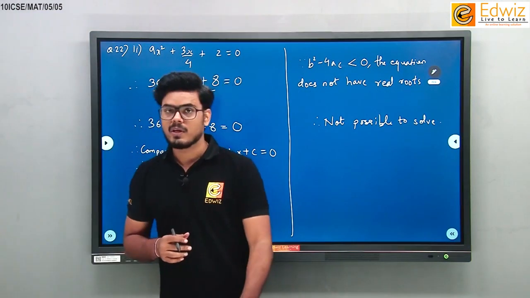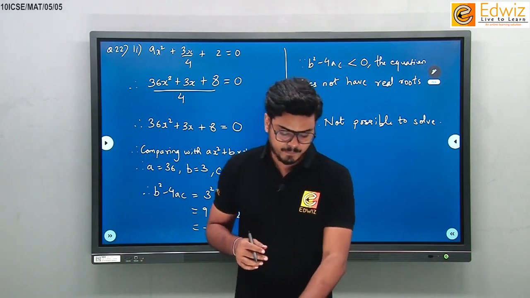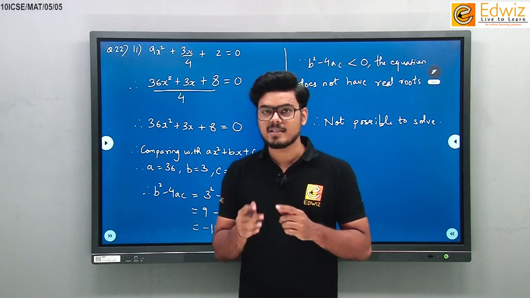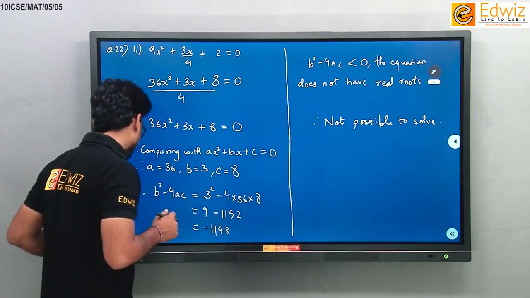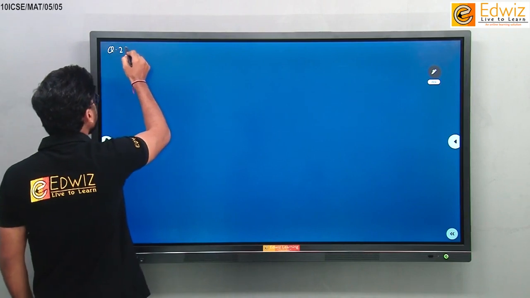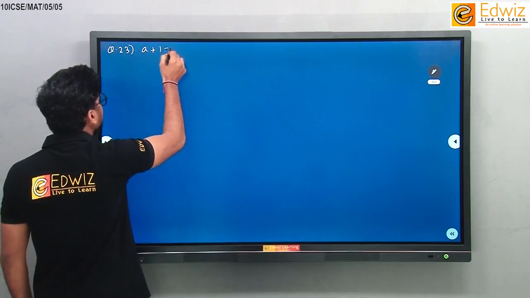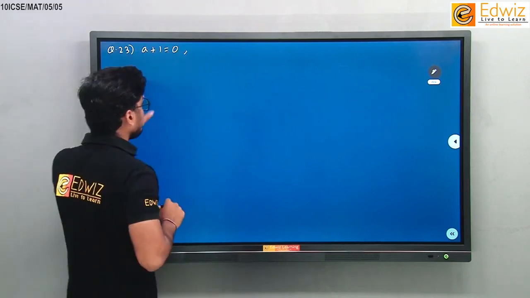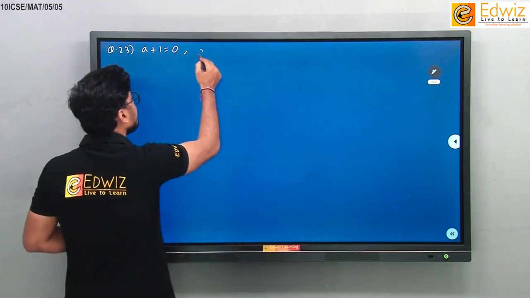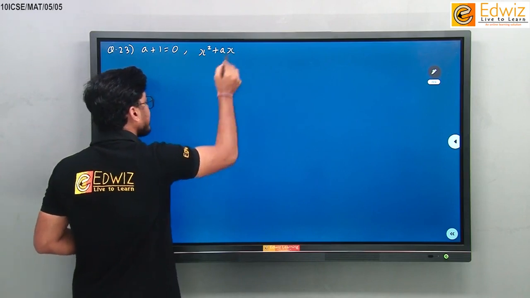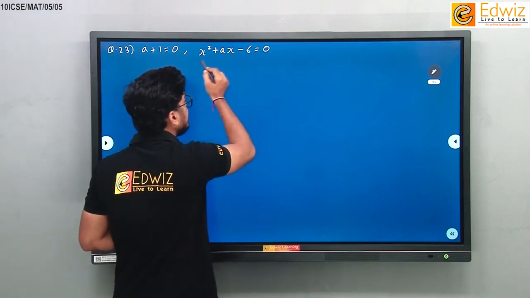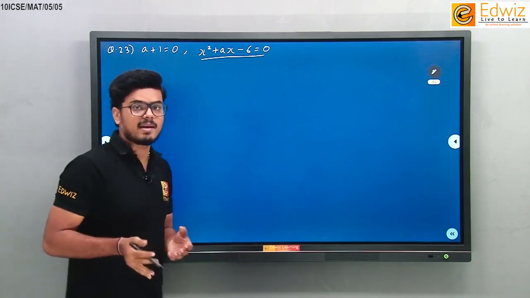Okay students, moving on to question number 23. Find the value of x if a plus 1 equals to 0. First let me show what the question is. We have to find the value of x if a plus 1 equals to 0 and there is an equation given to us, that is x square plus ax minus 6 equal to 0. This equation we have to solve and find the value of x.